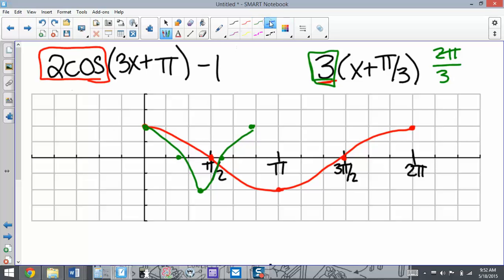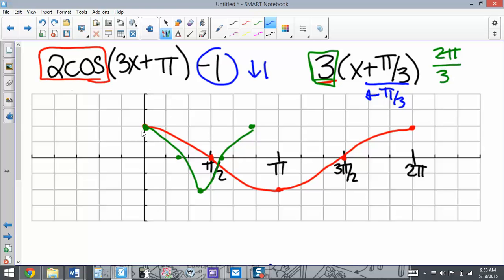Now I get to take care of these guys, and I'm going to take care of them both at once. This is my phase shift. It says backwards by pi over 3. This is my vertical shift. It says down 1. Now I'm doing these both at the same time to save us some time.